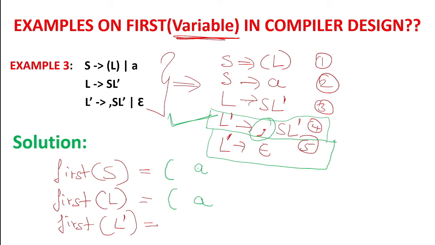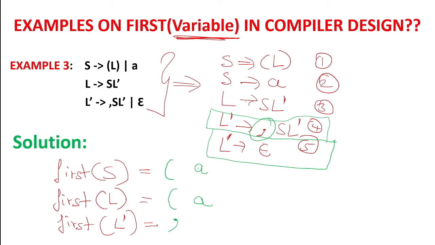So comma is there at the first place, and we know comma is also considered as a terminal. Other than the uppercase letter, anything that is coming is considered as a terminal only. So comma will be the answer. That is, from the production number 4 we got first of L dash is comma. Now we have to find the first of L dash from the production number 5 also, because that is also a production of L dash only.